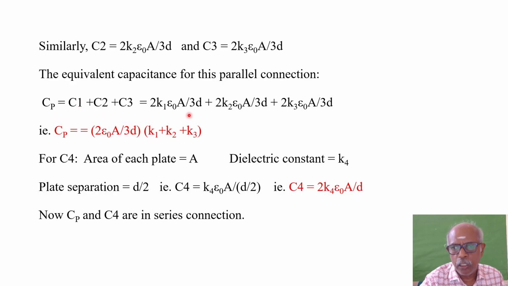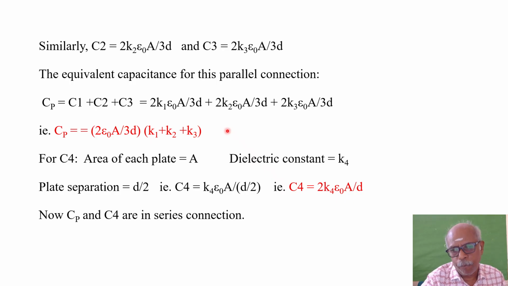That is equal to 2 into K1 into epsilon naught A divided by 3 plus 2 into K2 into epsilon naught A divided by 3 plus 2K3 epsilon naught A divided by 3. So here 2 epsilon naught A divided by 3, all these three things are in common. Only the different things are K1, K2, K3. So Cp is equal to 2 epsilon naught A divided by 3D into K1 plus K2 plus K3. Okay, K1 plus K2 plus K3.